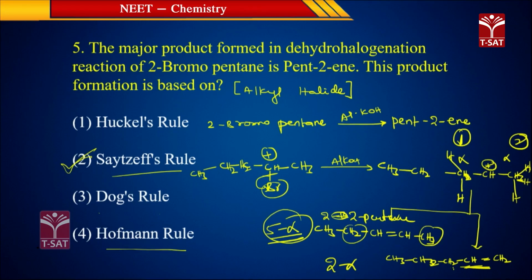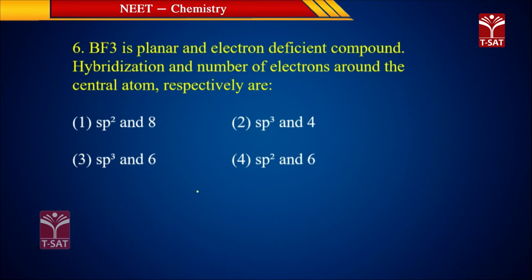Okay. So, this question is from alkyl halides. Alkyl halides is very important this time. You may get 2 to 3 questions. So, next question, electron deficient molecule. BF3 is a planar molecule and an electron deficient compound. It is asking about hybridization and the number of electrons around the central atom. So, this is a group 13 elements question, BF3.